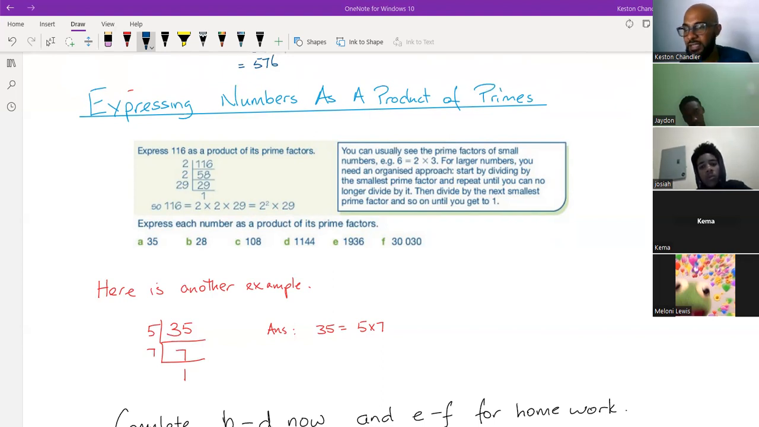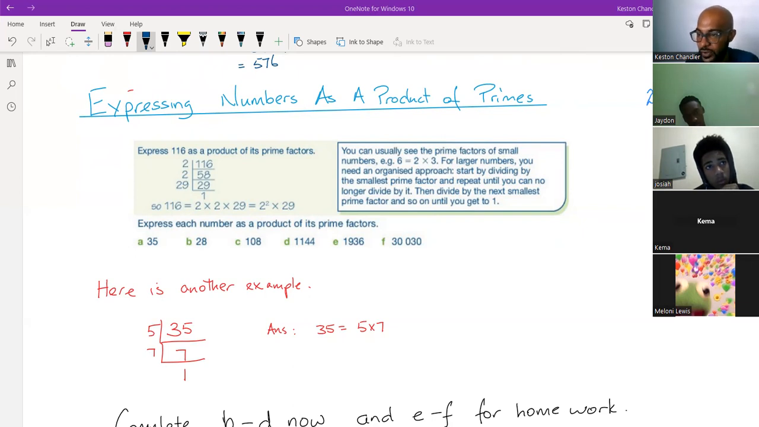So you always start with your lowest prime number, which is 2. And if the number ends in an even digit, then you know you can start with 2. So I'm going to start with 2 here. Now you're going to use 2 until you can't use 2 anymore. And when that happens, you go to the next prime number, which is 3. Use 3 until you can't use 3 anymore. And when that happens, you go to the next prime number, which is 5, or 7, and you continue in that manner.